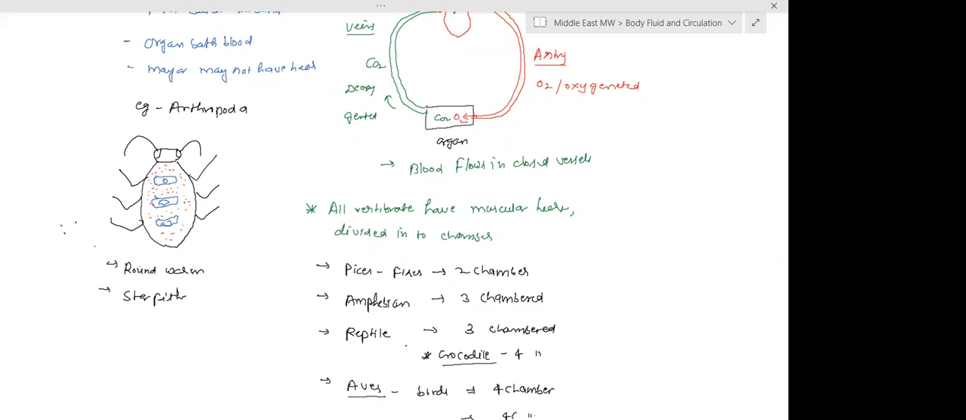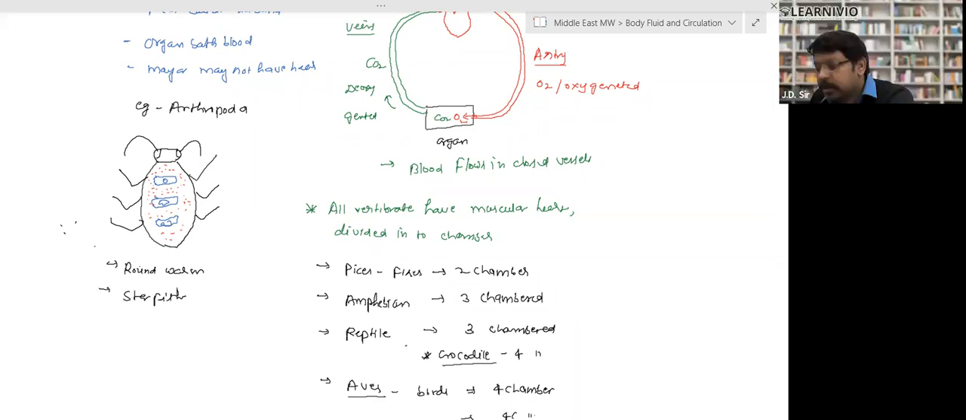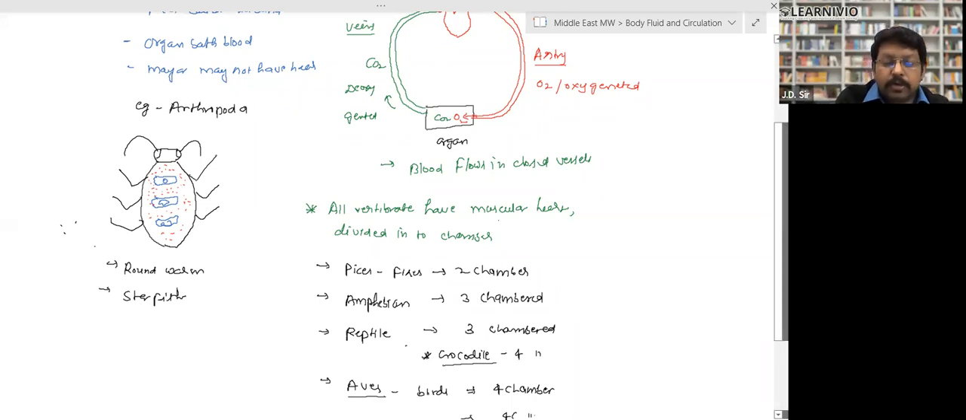Now come to the next topic, that is the double circulatory system. What is the double circulatory system? Put the heading: human circulatory system or double circulatory system. Then in the next class, we'll study the human circulatory system, like the human heart and how the circulation takes place. So the next topic is the double circulatory system.